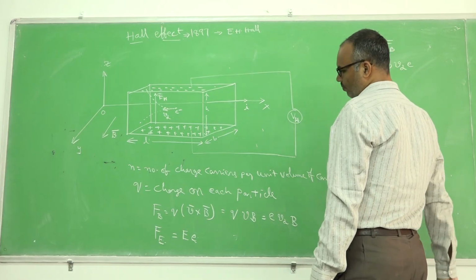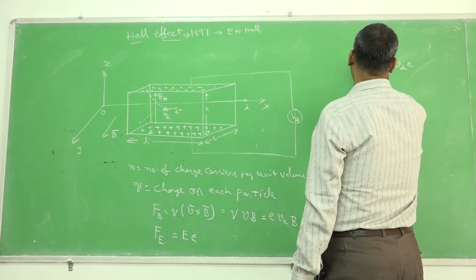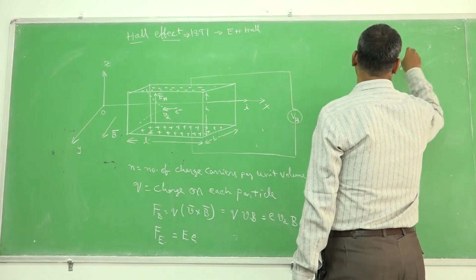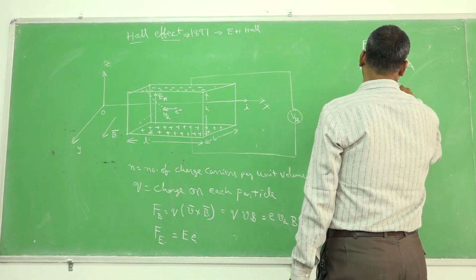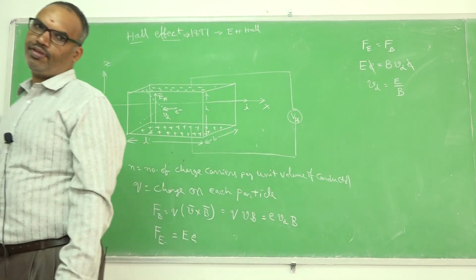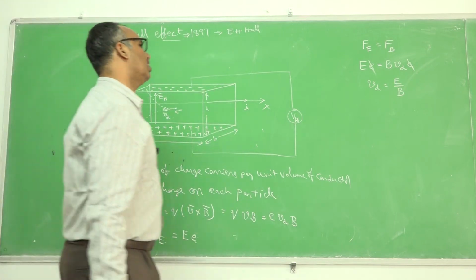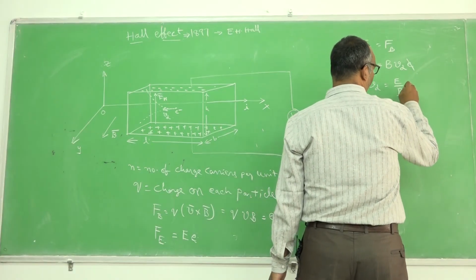Force due to electric field is E e. e gets cancelled. Vd is equal to E by B. Vd is equal to E by B. So the drift velocity of the electron is given by the ratio of the strength of electric field applied to the magnetic field.